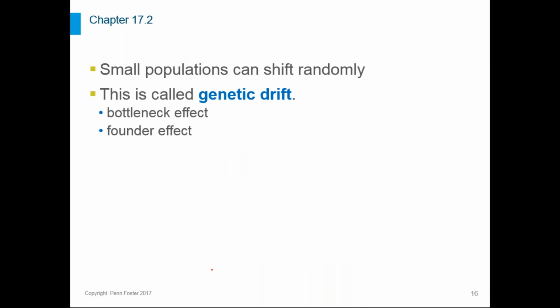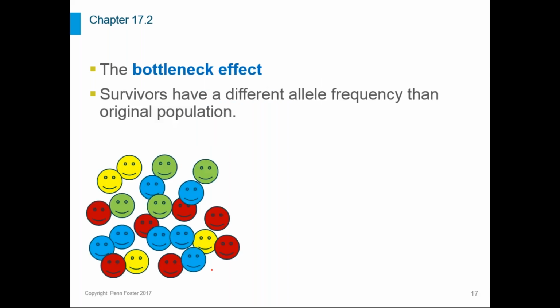Also in this section is talking about genetic drift. So what we've been talking about so far is evolution that makes sense. There's a certain reason that the changes are happening. There's some sort of natural selection pressure that's making it happen. But when you have really small populations, they can shift randomly, and this is called genetic drift. Genetic drift can be caused by either the bottleneck effect or the founder effect. So we're going to look at both of those.